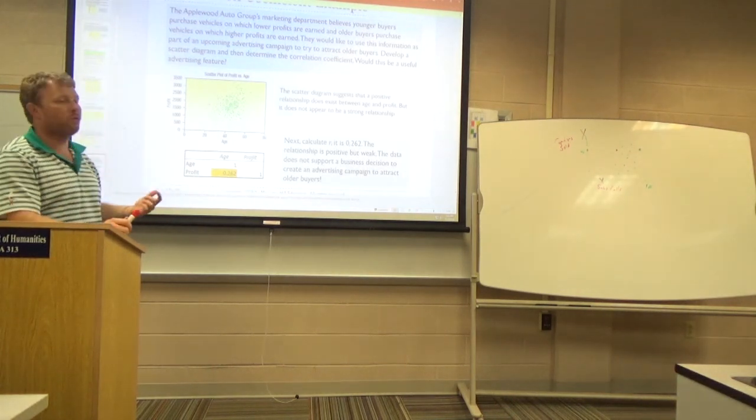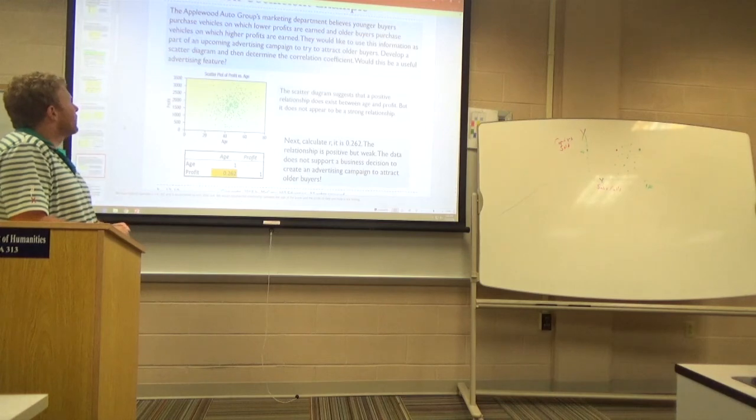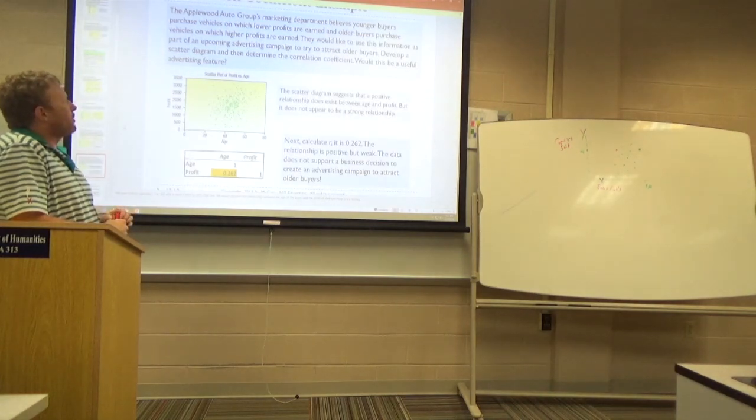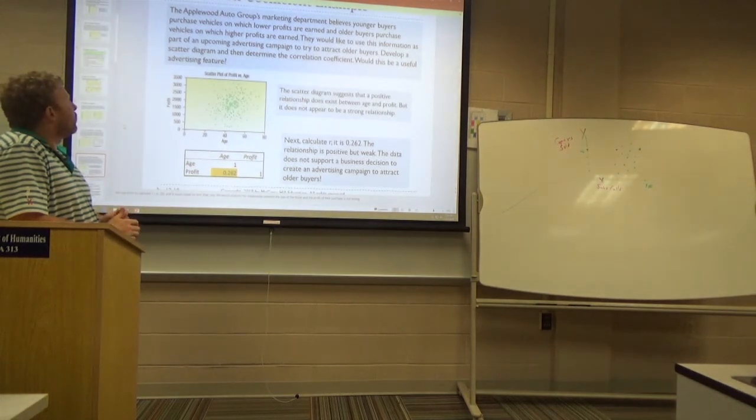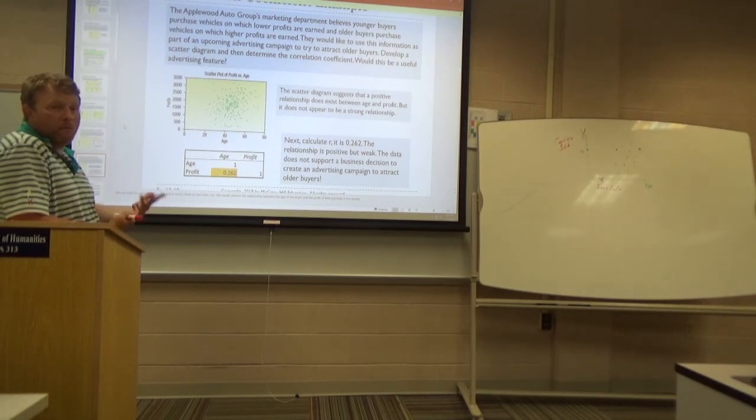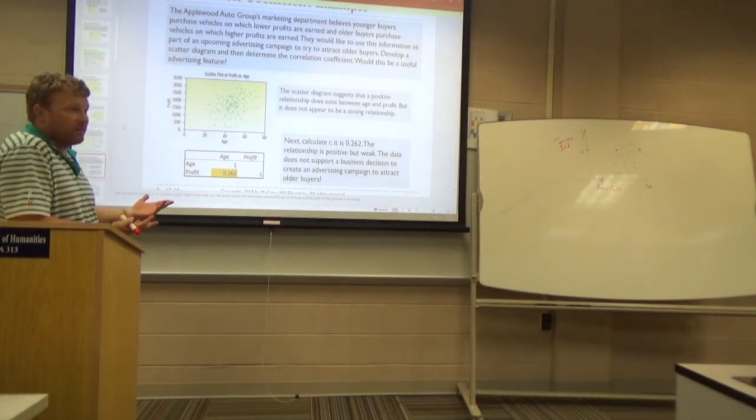So let's look at this problem right here. What is this problem asking us? Applewood Auto Group Marketing Department believes younger buyers purchase vehicles on which lower profits are earned. So Applewood Auto Group believes that our younger buyers don't buy vehicles that are as profitable for us as older buyers do. The cars we're selling to older buyers, we make more profit on. That's what we believe, at least.